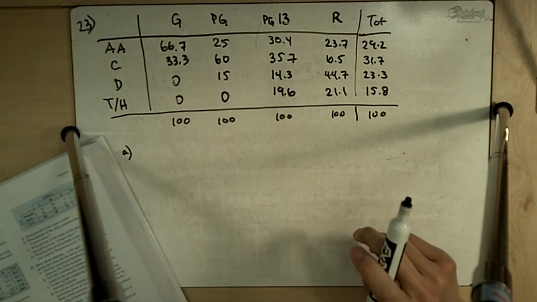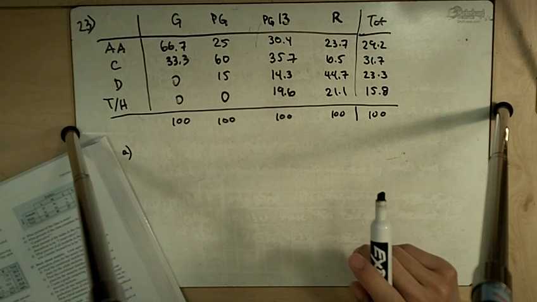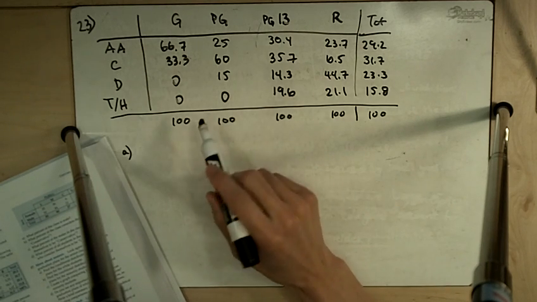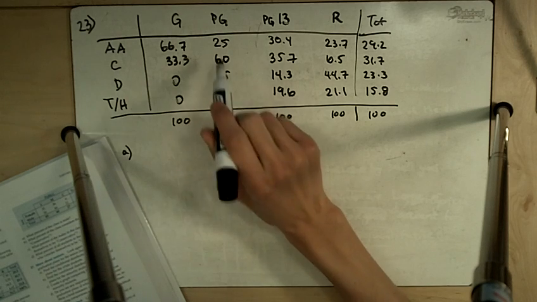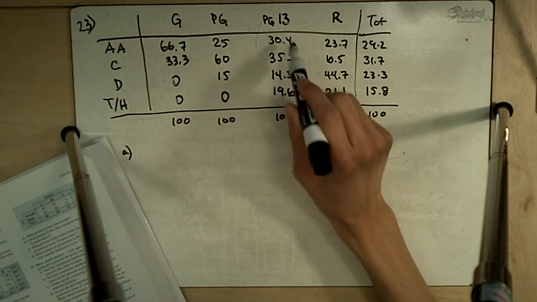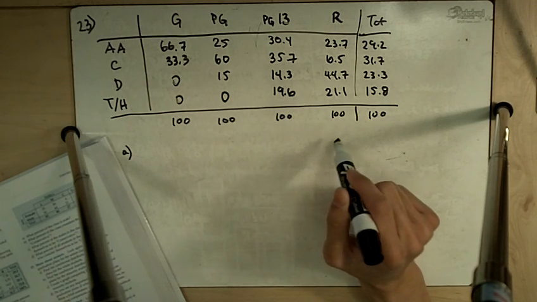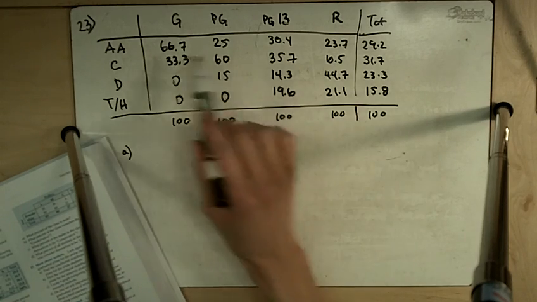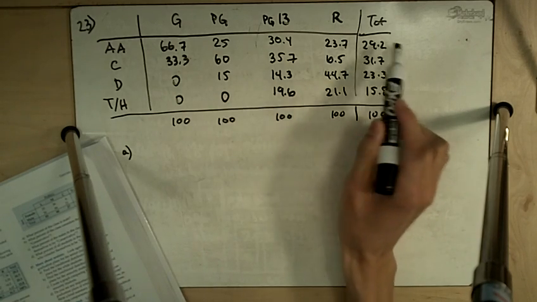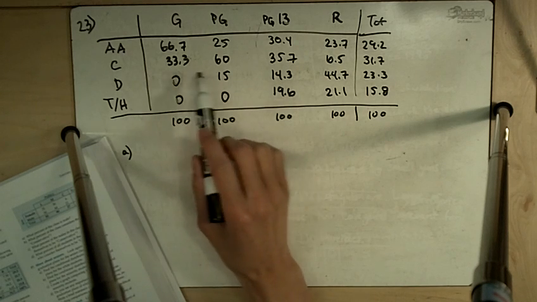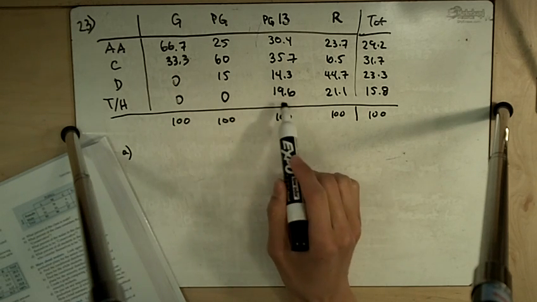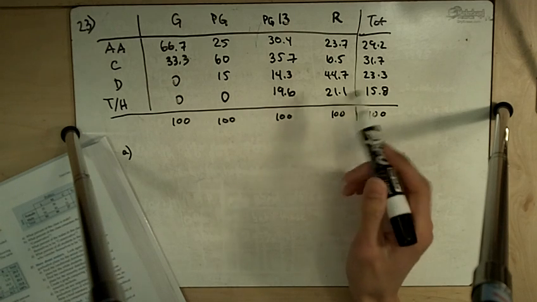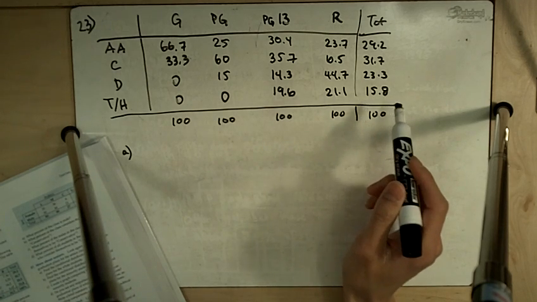Question A says, the table gives column percents. How could you tell from the table itself? We know it's column percents because the columns add up to 100%. Each of these, if you add these up, they add up to 100%. If they were row percentages, if we add them up across the row it would add up to 100%, but we see that's not the case here. Thriller and horror, 19.6 plus 21.1 adds up to something like 40.7, not 100%.